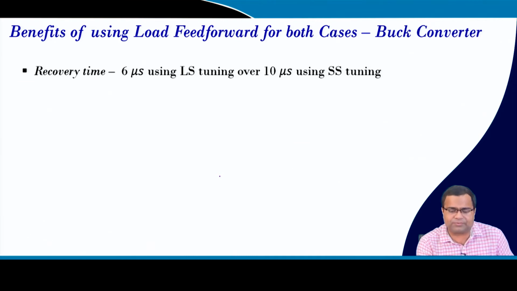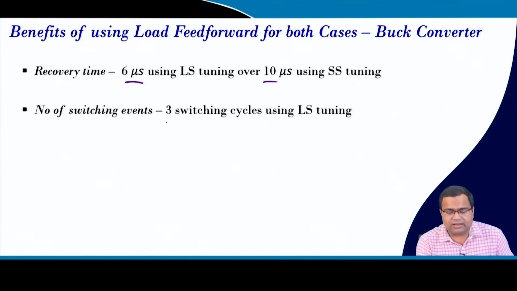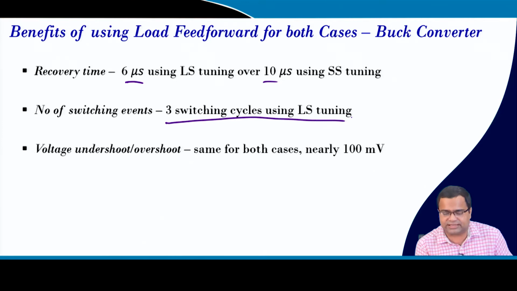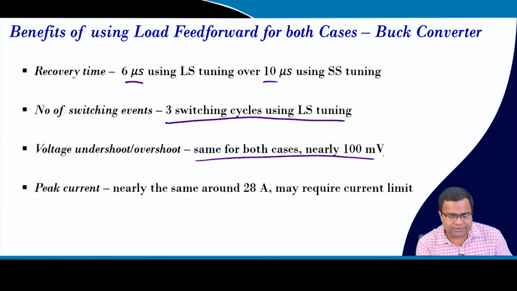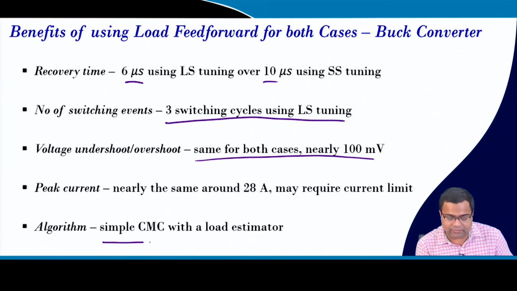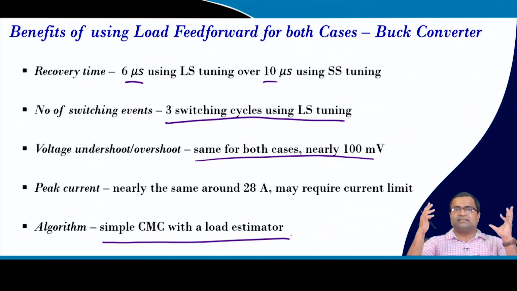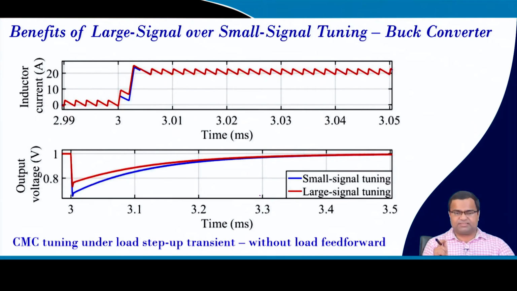So, the benefit of load feed forward in this case is 6 microsecond over 10 microsecond; that is improved. The large signal tuning only takes 3 switching cycles, and the voltage undershoot is the same, 0.1 volt. Peak current is nearly the same, 28 ampere. Here we can use a load estimator for each case, but we can put a peak current limit and see what the performance is.